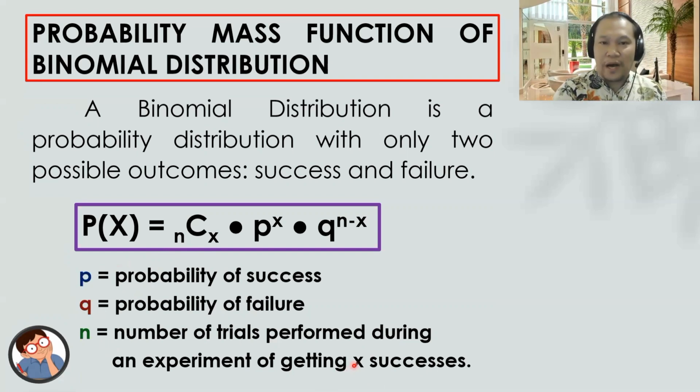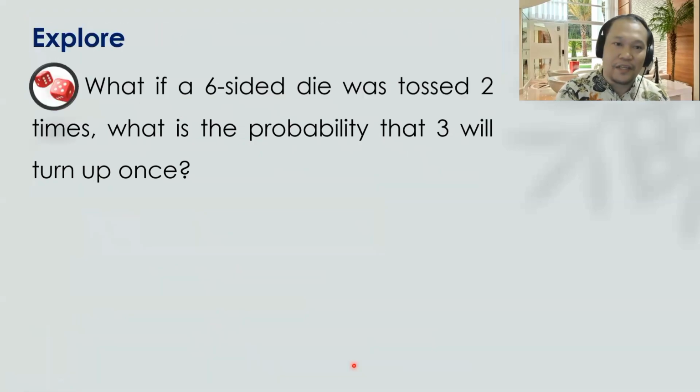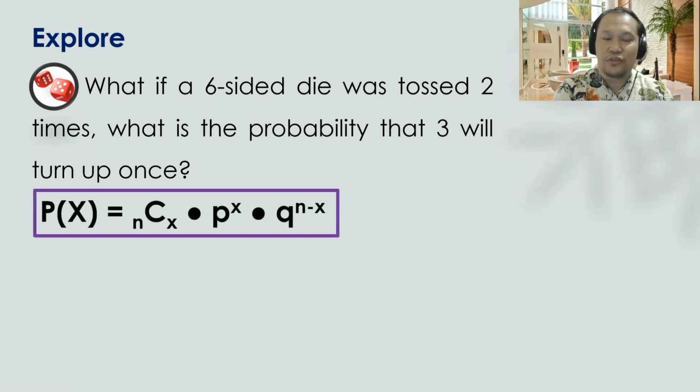And we have to go back with our example to utilize our concept about binomial distribution, that without any sample space or the list of possible outcomes, we can find the probability of a certain random variable. Going back with our previous example, what if a six-sided die was tossed 2 times? What is the probability that 3 will turn up once? And applying the concept of the binomial distribution, now we do have here the formula.